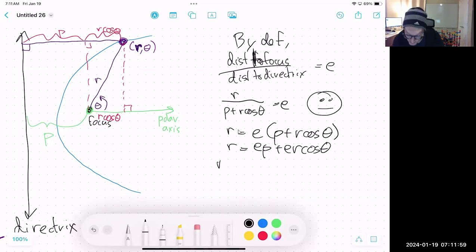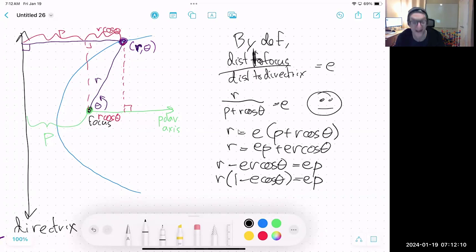Okay, now we subtract and we get r minus er cosine theta equals ep. And if you factor, 1 minus e cosine theta equals ep. I don't know if you guys can hear that.